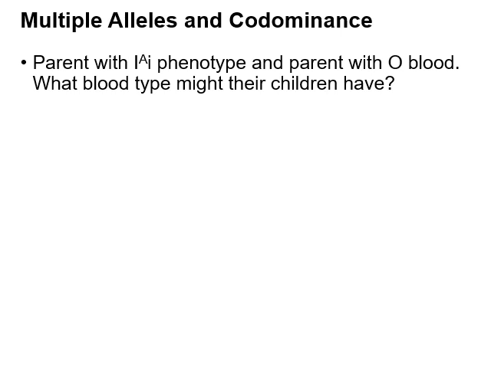Let's say we have a parent that has the phenotype I capital A lowercase i, and the other parent has type O blood. All right, let's figure out what blood types their children might have. So we have one parent that's I capital A lowercase i, and a parent that has O blood, meaning that they're lowercase i lowercase i.